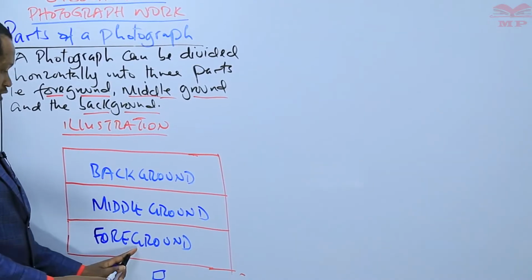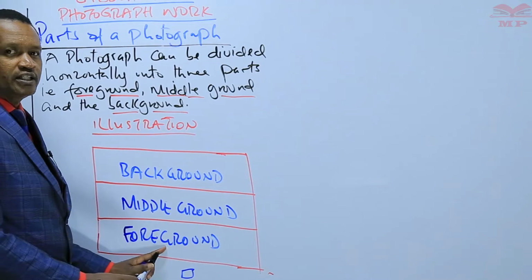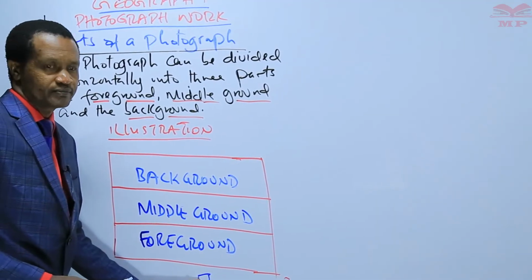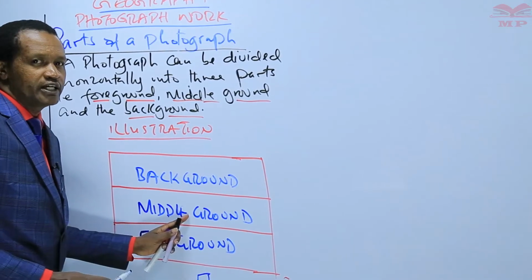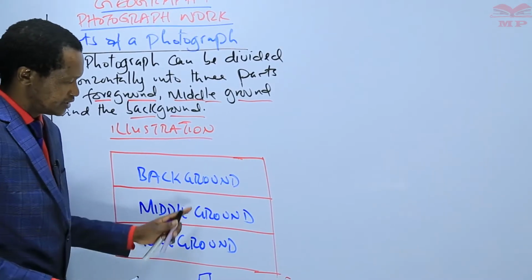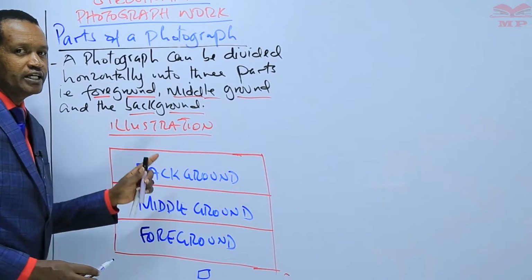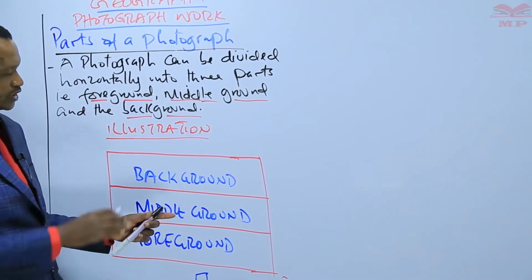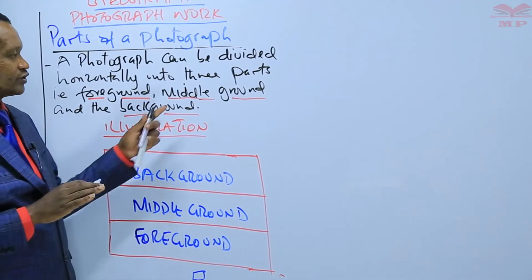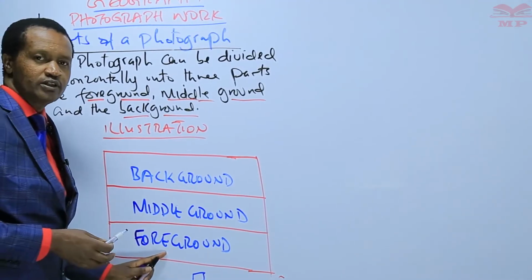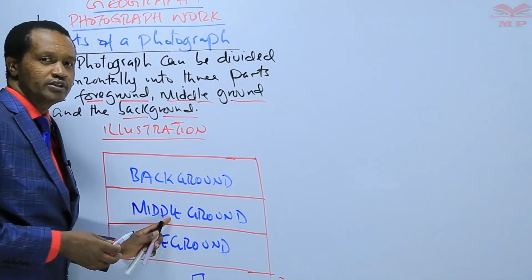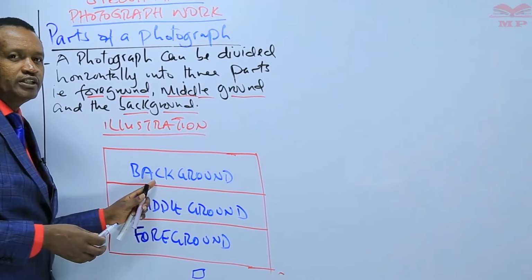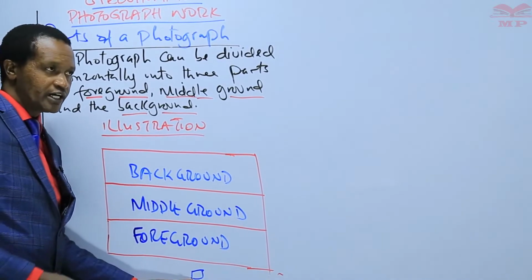So this area we are calling foreground is the area of a photograph that is nearest to the camera. The middle ground is the area in the middle distance from the camera, and the background is the distance farthest from the camera. So when looking at a photograph horizontally, then a photograph can be divided into 3 parts. The foreground, that area nearest to the camera. The middle ground is the area in the middle distance from the camera, and the background, which is the area that is farthest from the camera, and it also includes the horizon.